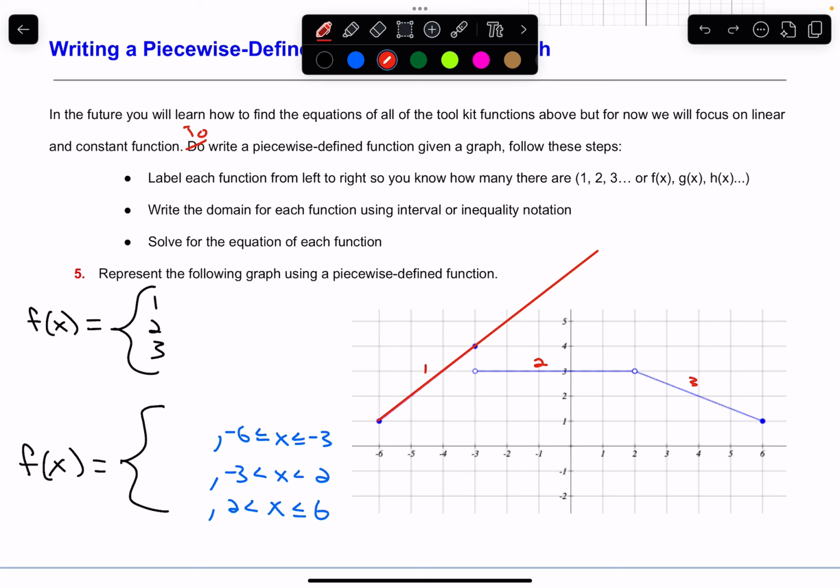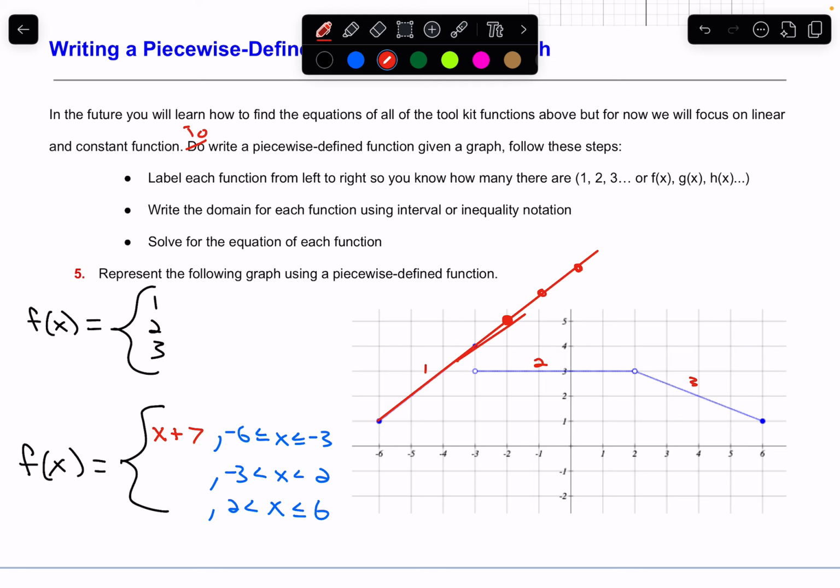And if we continue this line, we're going to go through the point -2, 5, -1, 6, and 0, 7. So our y-intercept is going to be 7, and our slope is 1. The equation of that line is therefore x plus 7, because it's 1x because of the slope of 1, and the y-intercept is 7. A constant function is easier to solve for.